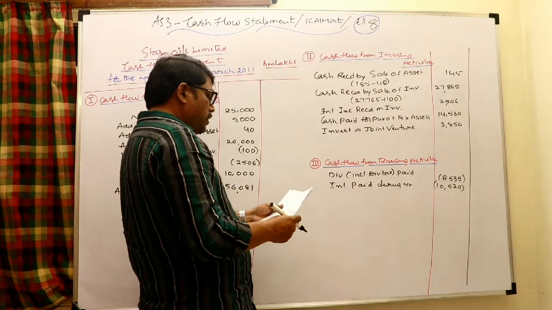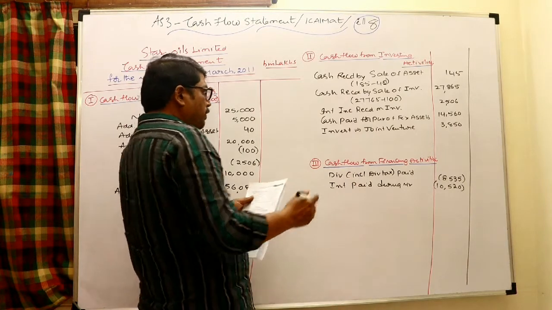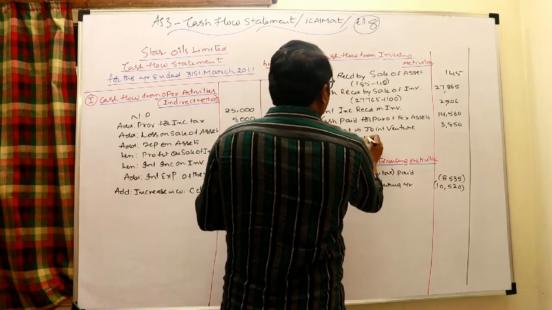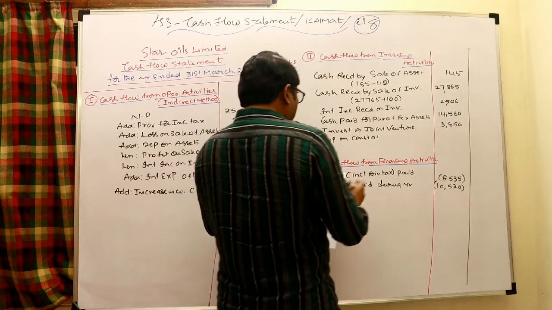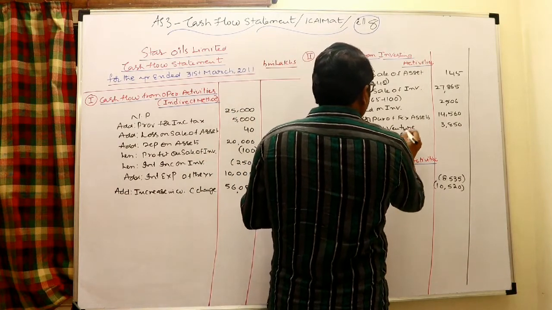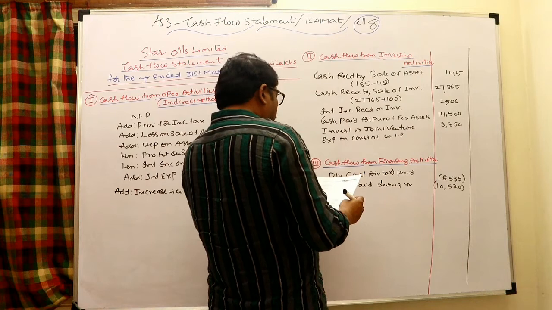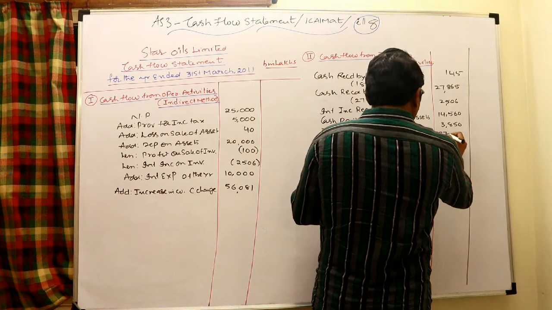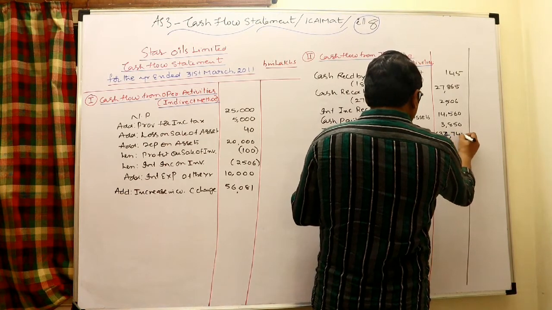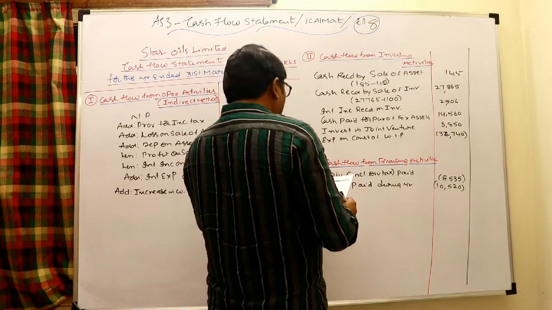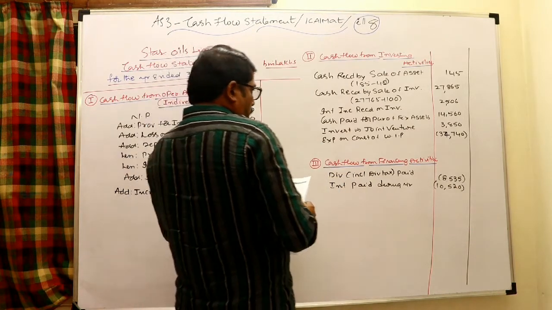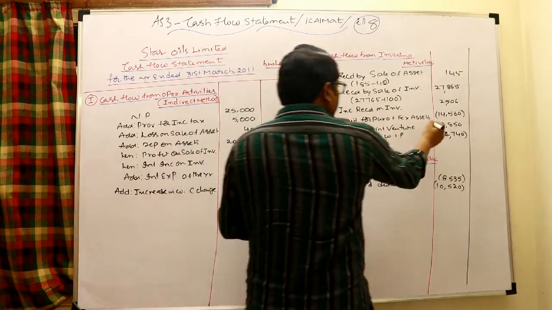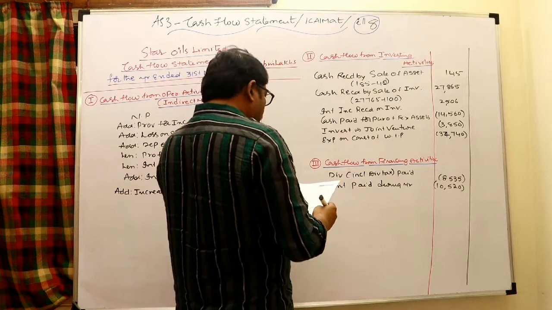Next one, expenditure on construction of work in progress is also an investing activity. Expenditure on construction of work in progress is a capital expenditure, 34,740. Okay, and this is cash paid for purchase of fixed assets. Investments in joint venture, this is also an outgoing activity.